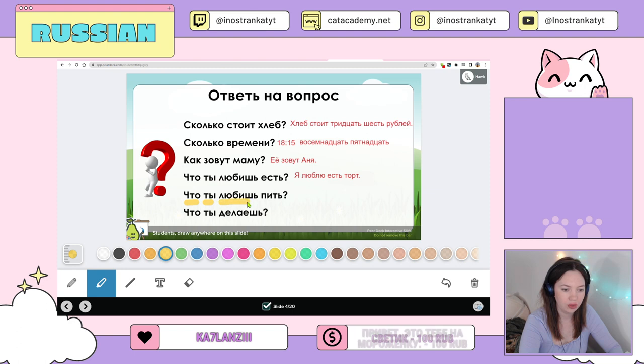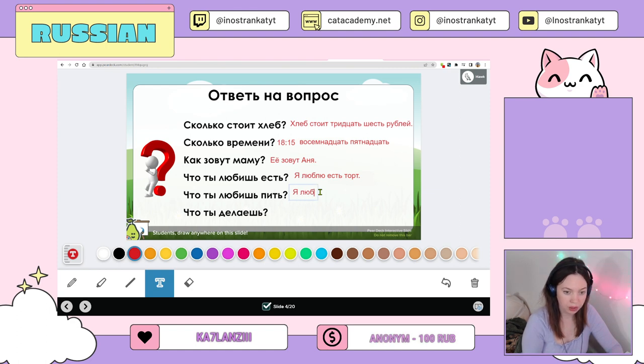Что ты любишь пить? So it is almost identical to the previous question. Что ты любишь? What do you love? In the first case, we had есть, to eat. In the second case, пить is to drink. Что ты любишь пить? What do you love to drink? And again, we can copy the pattern above. Я люблю пить.